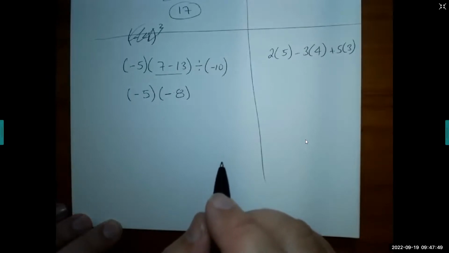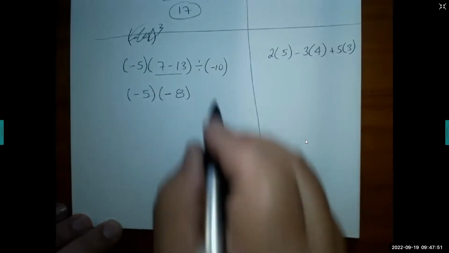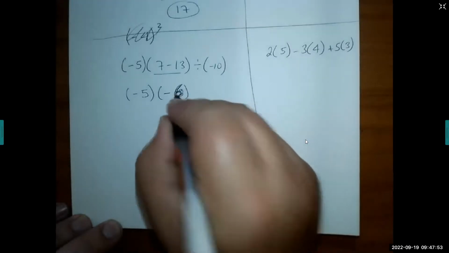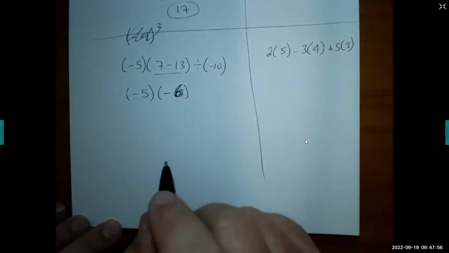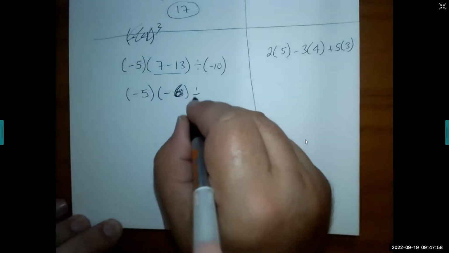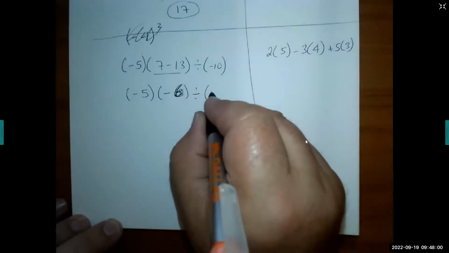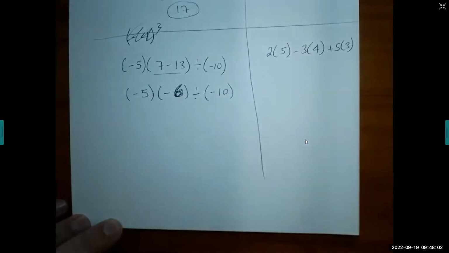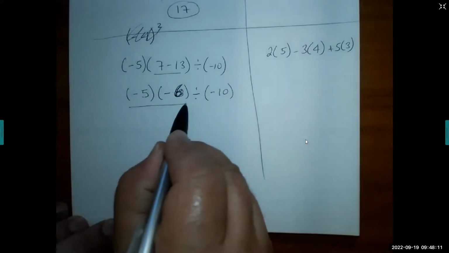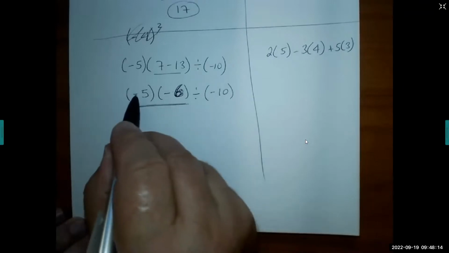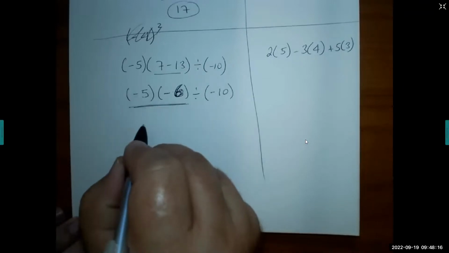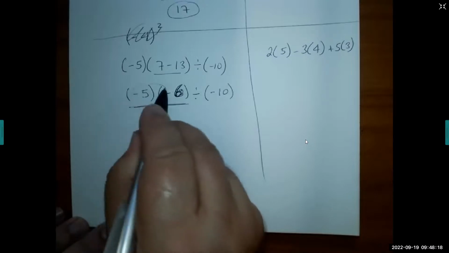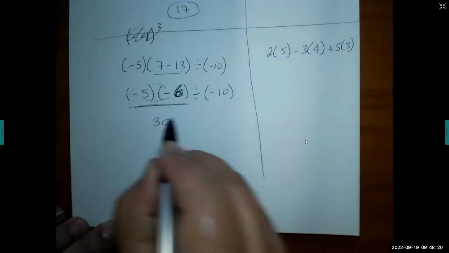Is it 8? I thought about it. I wanted to put it down there. It was wrong. It's -6, right? Divided by -10. Any more special operations? No. So left, right. Any multiplication division? Reading left, right. We have multiplication right here. Negative times negative is a positive. 5 times 6 is 30.